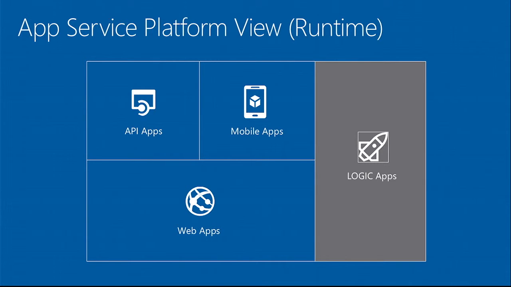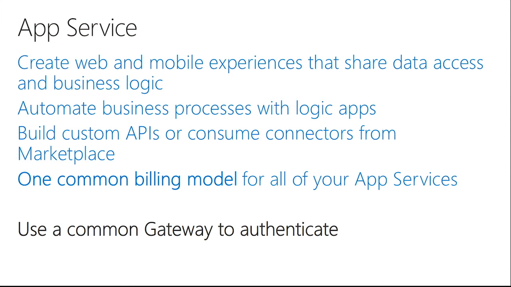Okay. So this integrated set of things. With an app service, you're creating this web and mobile experience that share data across and building these integrated things. And like I said, it's one common billing model for all of your app services, so it's nice and simple to see what you're using there. And using a common gateway to authenticate.